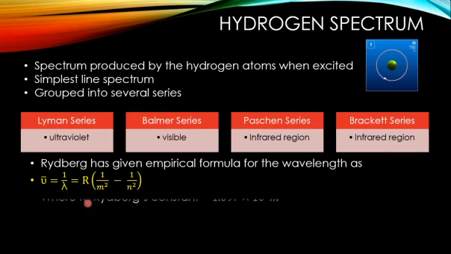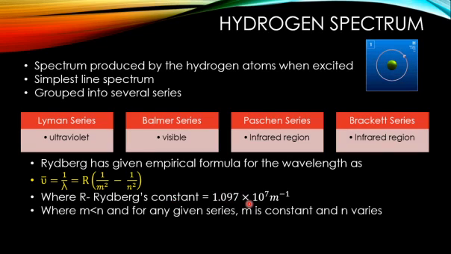R is called Rydberg's constant, which is equal to 1.097 into 10 raised to 7 per meter. It is also seen that m is less than n, and for any given series, for example Lyman, m will be constant while n will be varying. Therefore, for the Lyman series, the value of m will be 1 and n equals 2, 3 and 4. This was proposed by Rydberg based on the experimental details of the hydrogen spectrum.